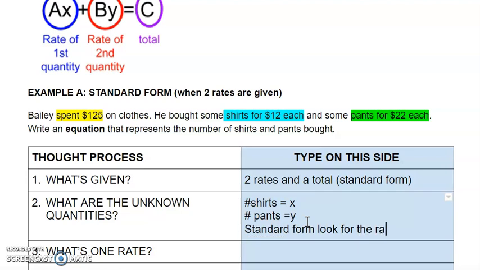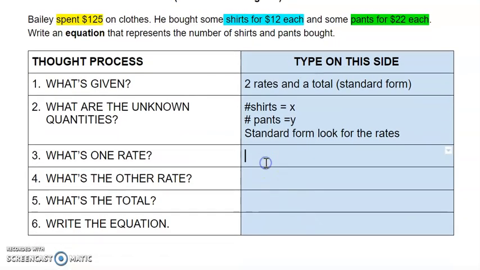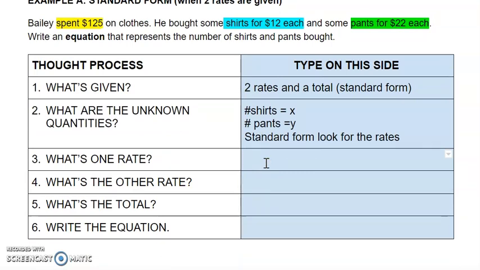In standard form, look for the rates. That's usually where you'll find the part you don't know, because it'll tell you this much for each thing, but it doesn't usually tell you how much of each thing you get. So, how much do I pay for shirts? I paid $12 for each shirt. X is now our shirts, so I put 12X. The other rate is our pants. It's $22 for each pair of pants, so 22 times the number of pants that I get. Pants is now Y, so it's 22Y.